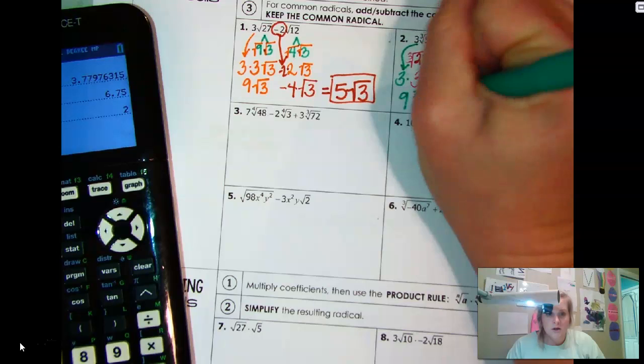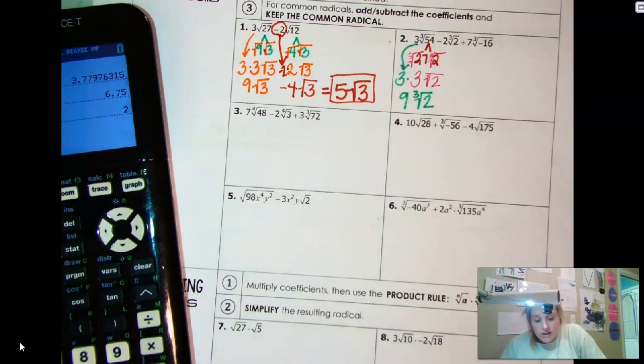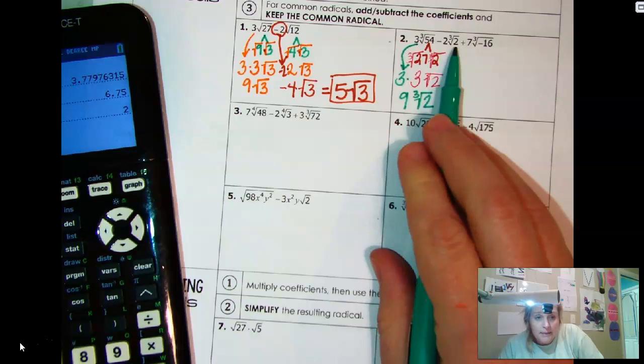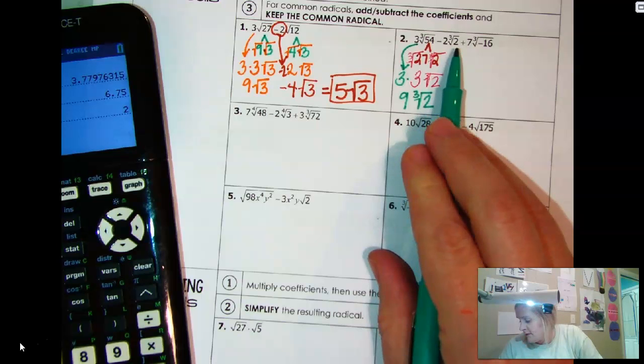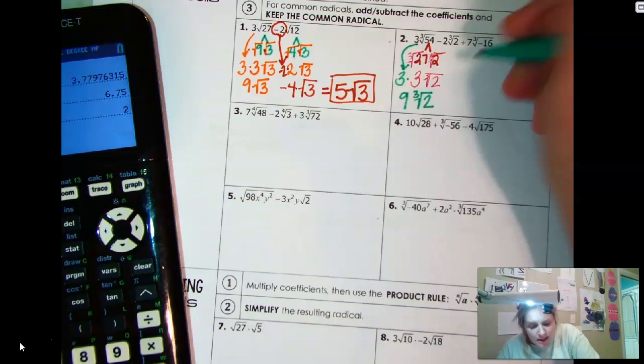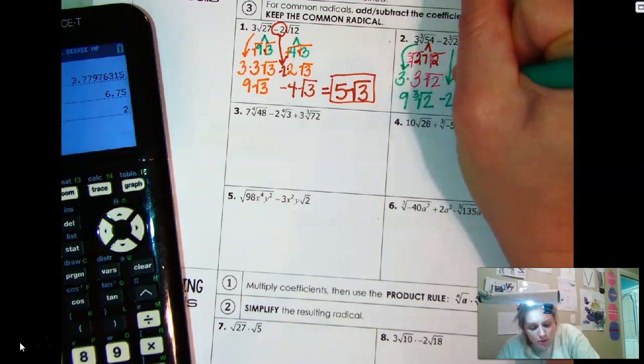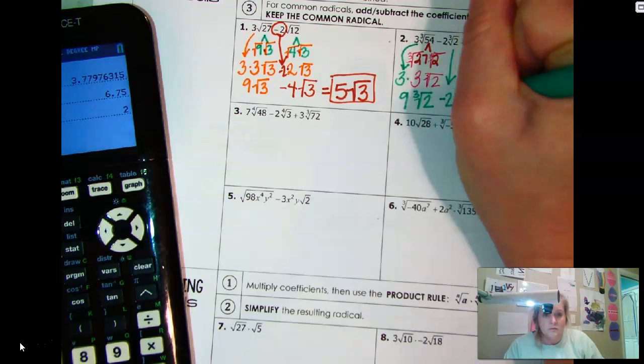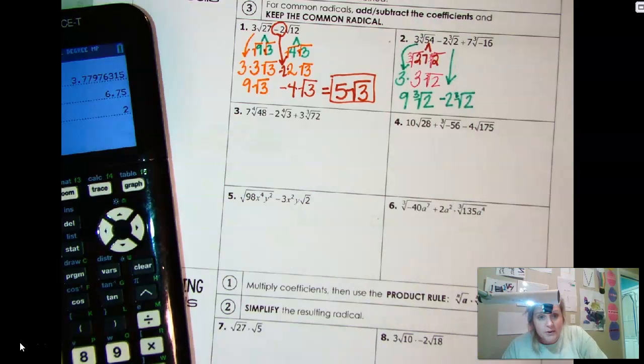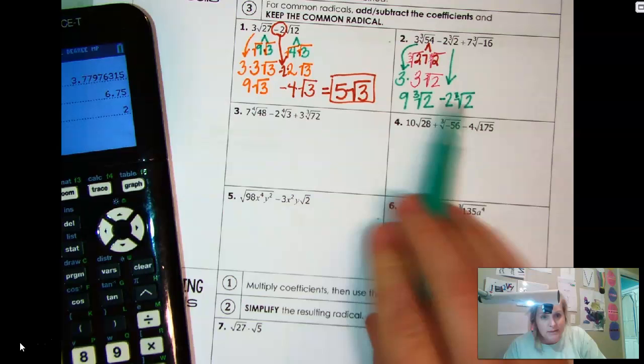Okay? Now, that's just the first one. The second one, 2 is a prime number. It is not a perfect cube, so I'm just bringing this whole thing down. Minus 2 cube roots of 2. Now, yes, those are the same, so I could do 9 minus 2, but I'm just going to wait until I deal with 16.